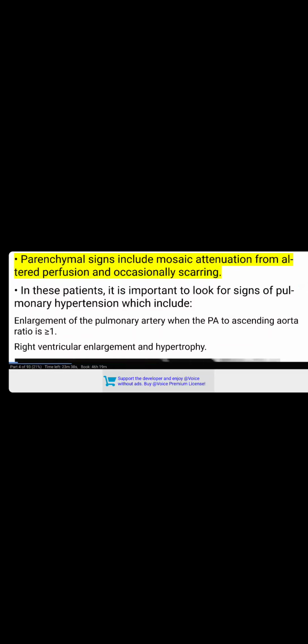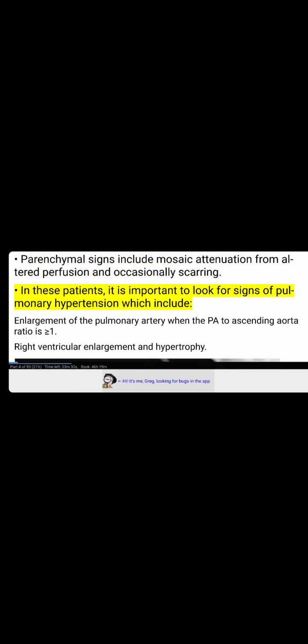Note that not all patients with chronic PE develop pulmonary hypertension. Imaging findings: chronic PEs present as eccentric filling defects, a web, or pruning of the pulmonary artery branches. Note that resolving acute PE will involute with eccentric filling defects or webs. Parenchymal signs include mosaic attenuation from altered perfusion and occasionally scarring.